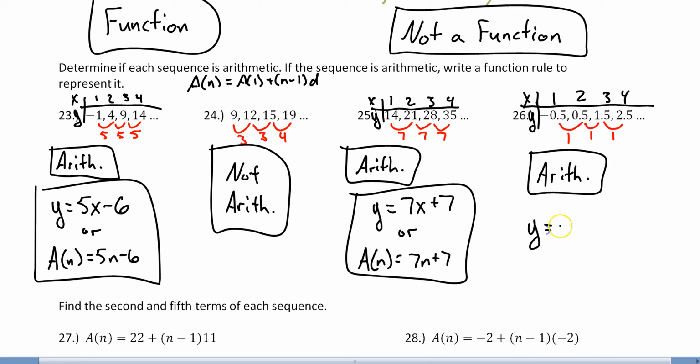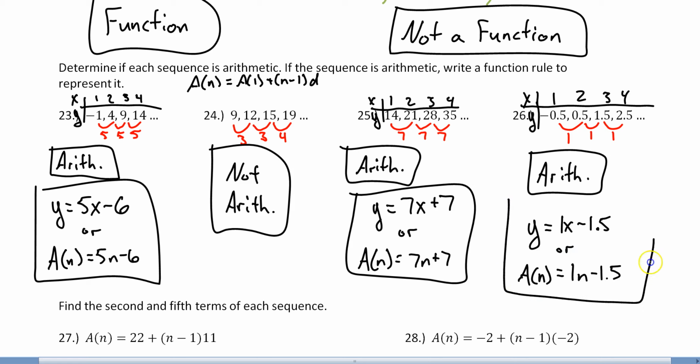It's y equals, it's going to be 1x, and then again, if you worked backwards in the pattern one more, it would be a minus 1.5. Or you can plug it into that formula, and when you plug it into the formula, you get 1n minus 1.5. Okay? Same thing, different variables. Alright? So we're just writing a linear equation again.